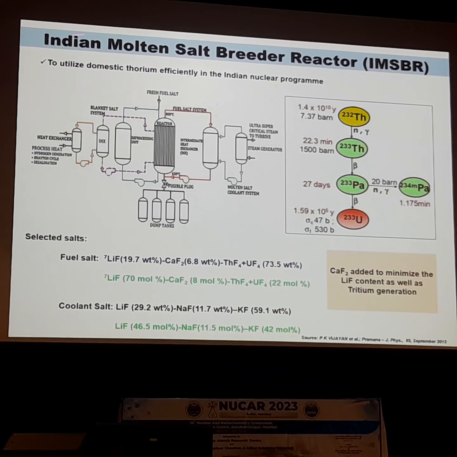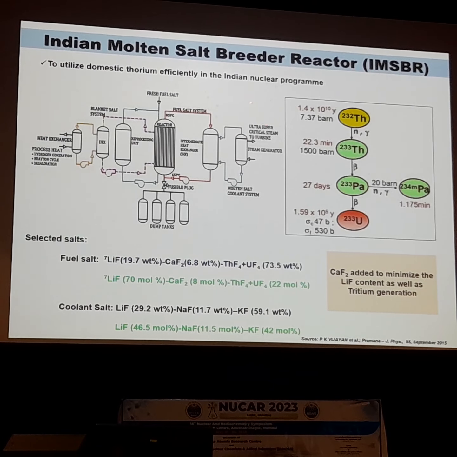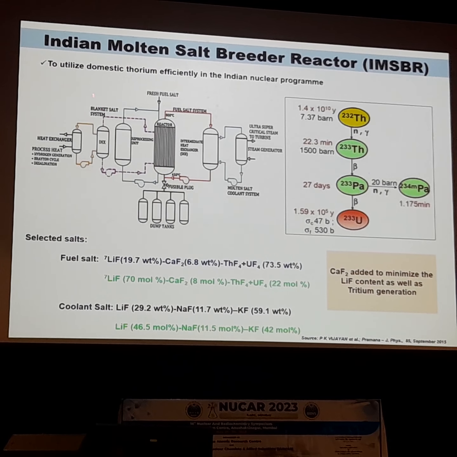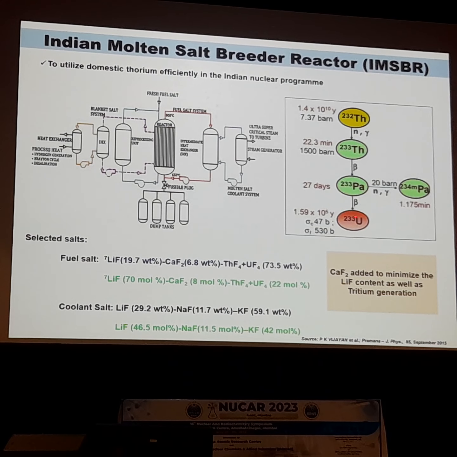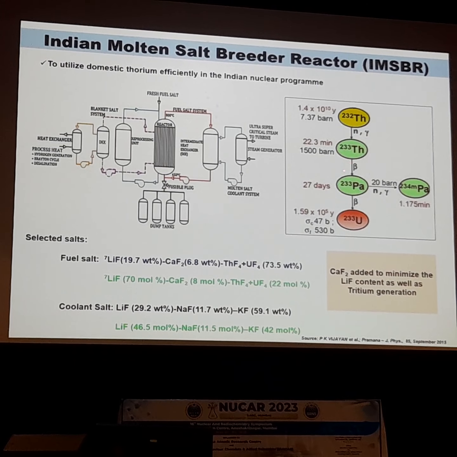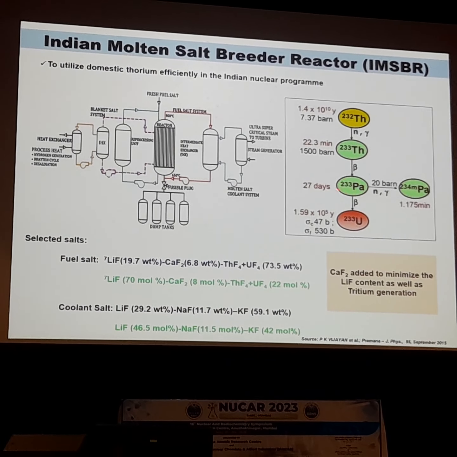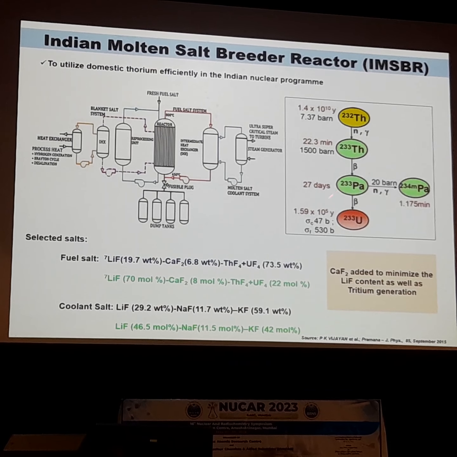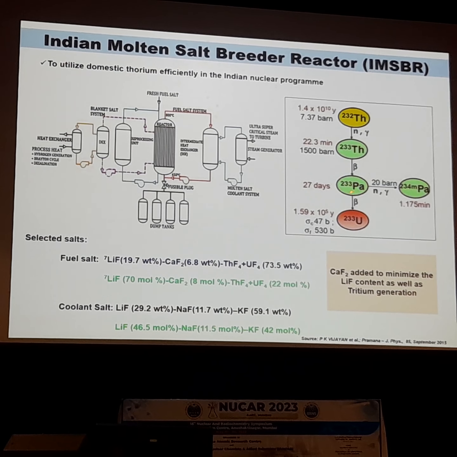So with this aim, the Indian molten salt breeder reactor has been established, as given in these schematics, to utilize our domestic thorium efficiently in our nuclear program. This is well known, everybody knows the thorium-uranium cycle, where thorium-232 undergoes an n-gamma reaction followed by two beta decays to give uranium-233 with an intermediate protactinium-233. So we have to separate this protactinium. I will come to this protactinium separation later.